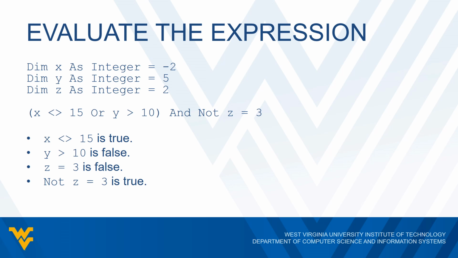So we have to evaluate the or portion because that's in parentheses. So we have true or false, that's going to be true. And then we have true and true, so therefore the whole thing is going to be true.